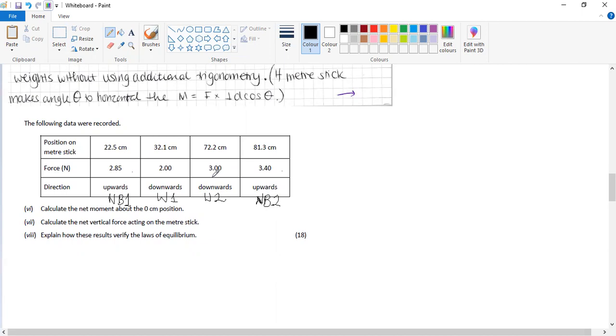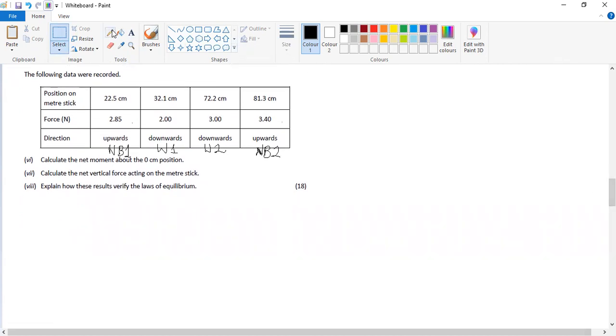And the first thing it wants you to do is calculate the net moment about the 0 centimeter position. Okay, I'm going to draw a little sketch. You don't need to do that for your answer, but I think it's going to make it easier to explain. So about the 0 centimeter position, I am looking at a meter stick. We are looking at a meter stick, and like I said, the meter stick is the star of the show for this question. So let's just call this 0 centimeters, and we've got 100 centimeters over here.